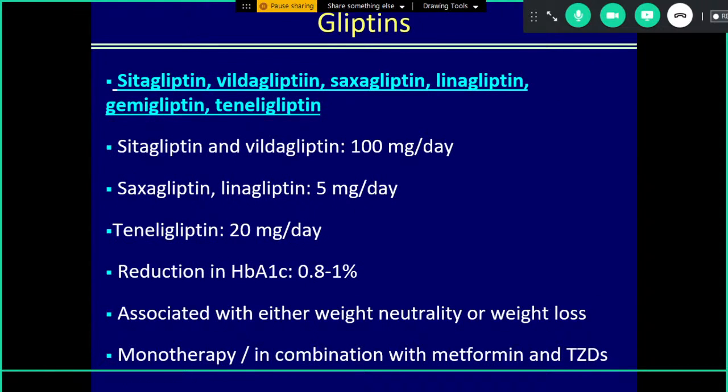Whole bunch of agents: Sita, Vilda, Saxa, Lina, Gemi, Teneli. I won't go into their details. They are weight neutral or cause weight loss. There is no hypoglycemia, and they can be used with a bunch of agents. So actually, they're pretty popular. More so now that a couple of them are off patent and they are less costly. When they started, they were pretty expensive.